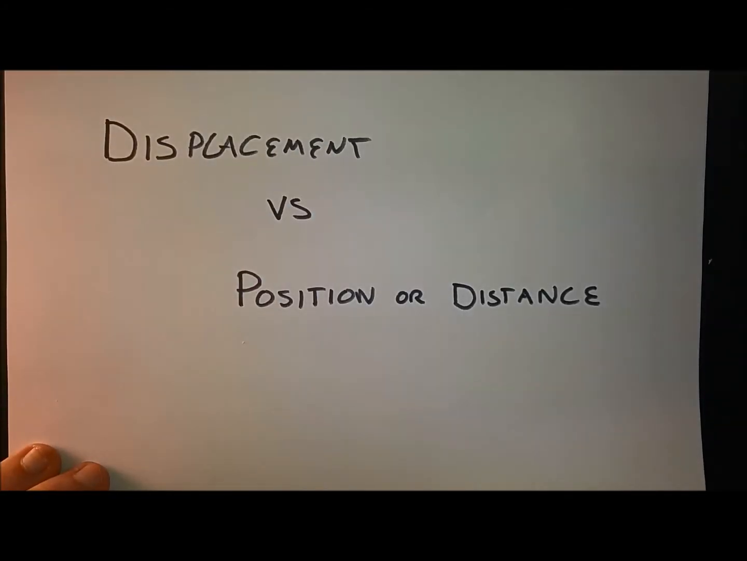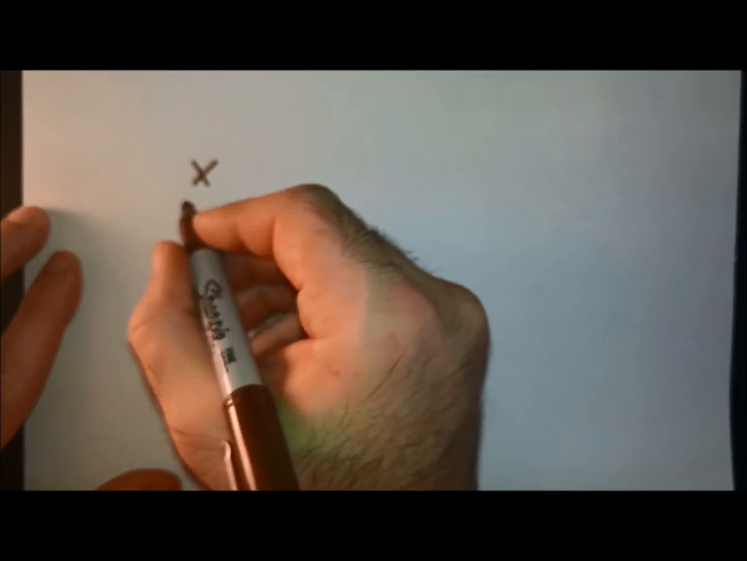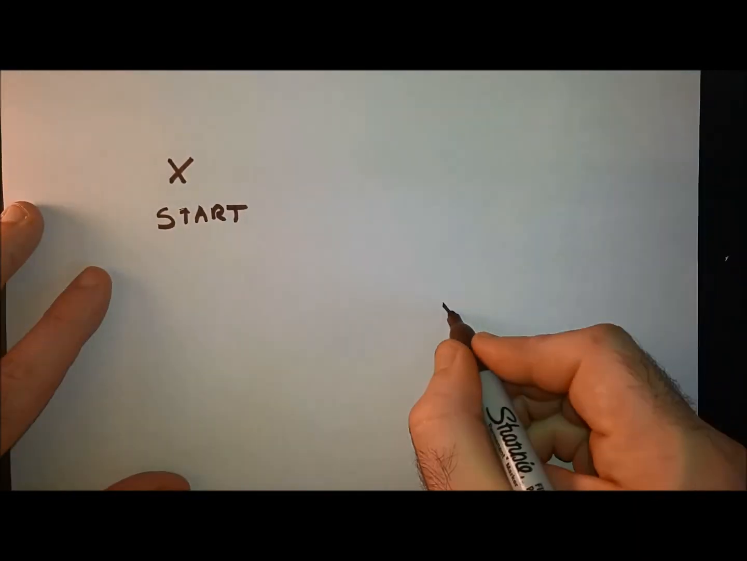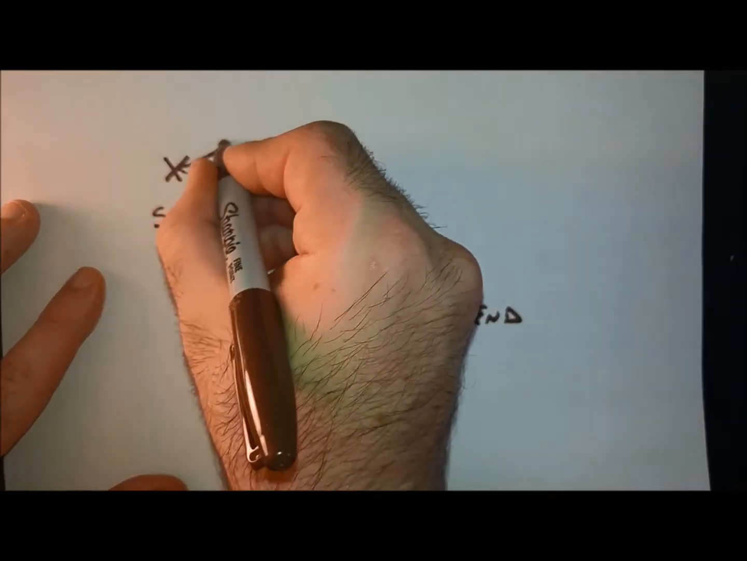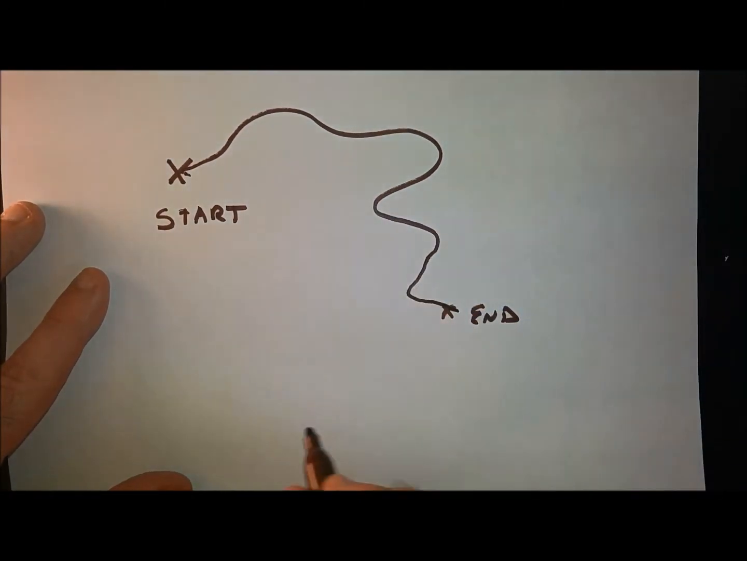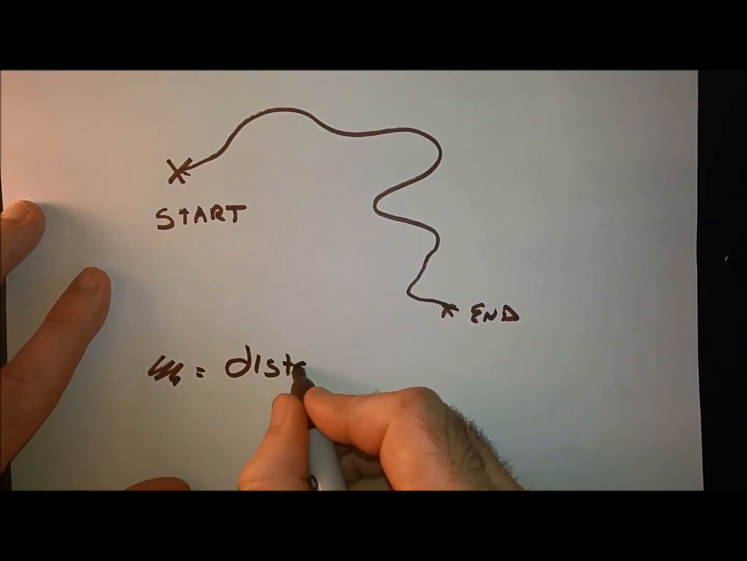All right, my wonderful students, let's start learning about distance and displacement. So there we are. Let's say you're walking somewhere. Let's say you're starting at Towson, that start point, and you're ending at your home, that end point. You take a long meandering path. You've covered a lot more distance than the direct path between them.